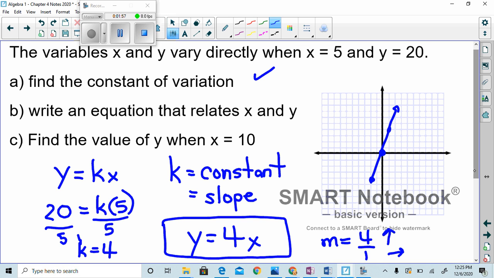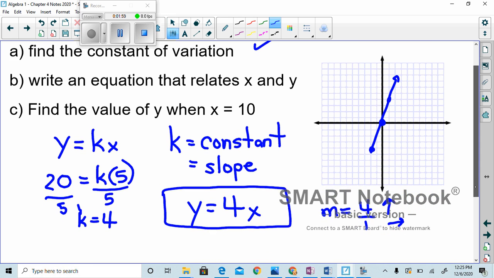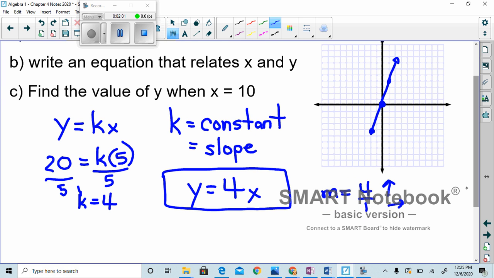There was one more thing they wanted us to do. Now that we have this equation, they want us to evaluate or find the value of y when x is equal to 10. Substitute in the value for x, simplify, and now you know that when x is equal to 10, y is equal to 40. If we were able to extend this line further on my graph, we'd see that those 2 points are on the line.